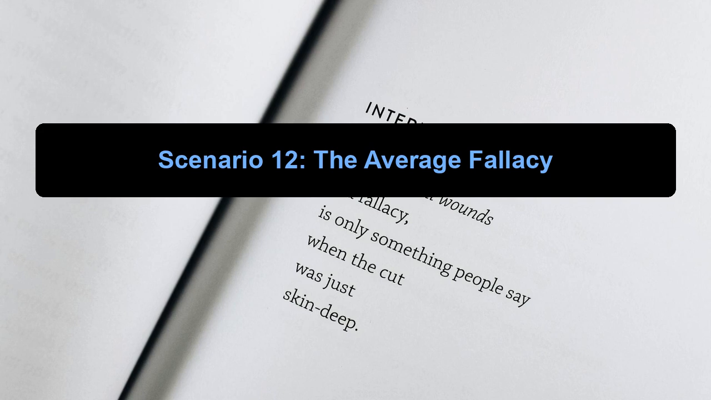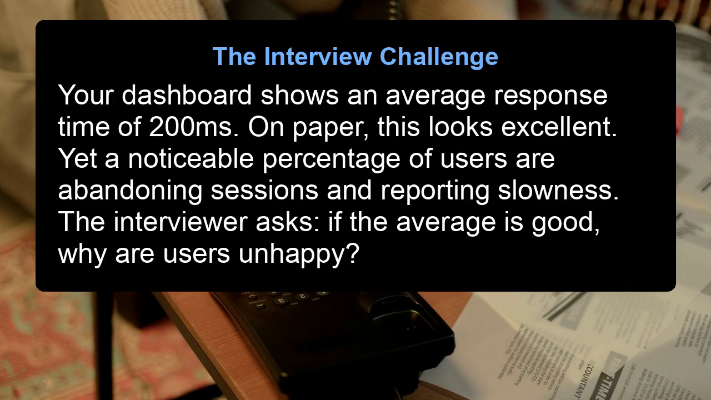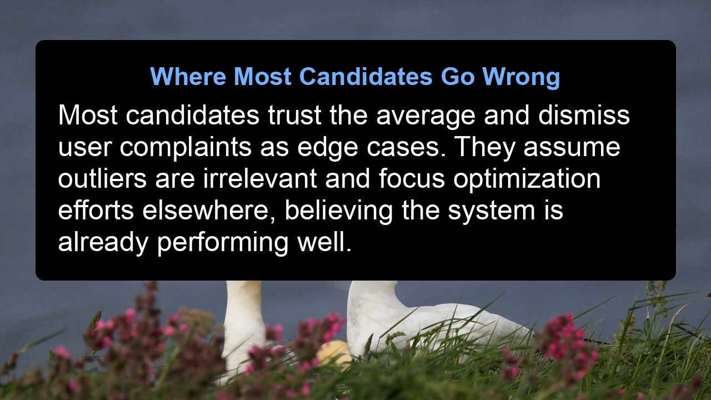Scenario 12, the average fallacy. The interview challenge. Your dashboard shows an average response time of 200 milliseconds. On paper, this looks excellent. Yet a noticeable percentage of users are abandoning sessions and reporting slowness. The interviewer asks if the average is good, why are users unhappy?